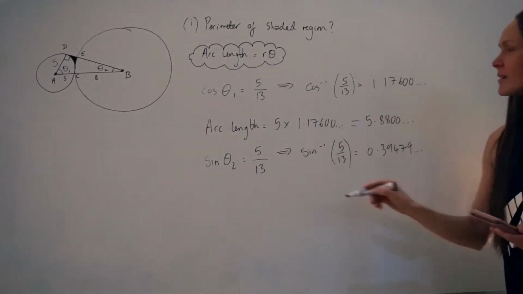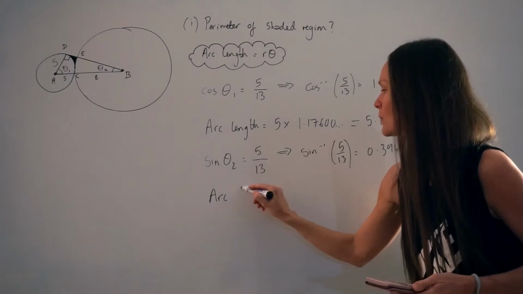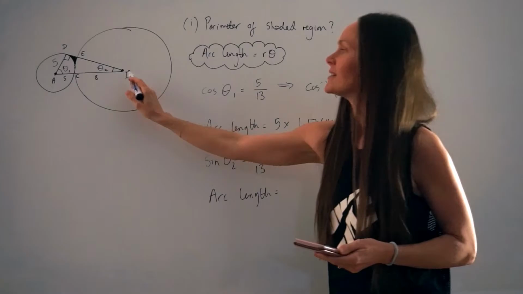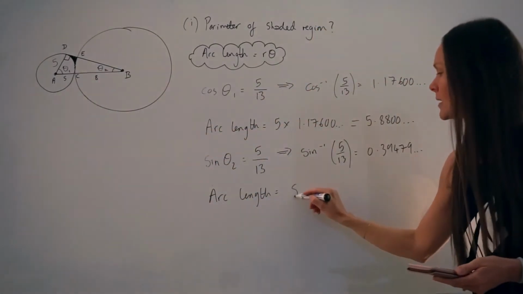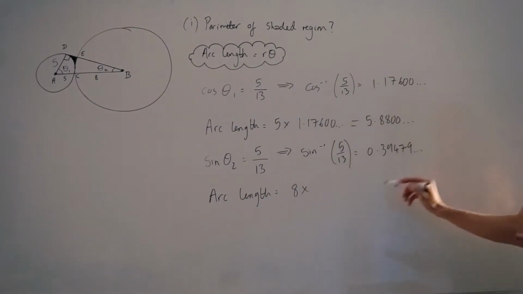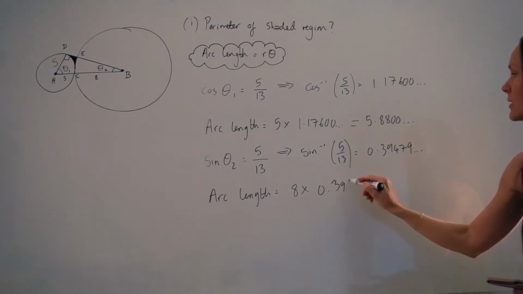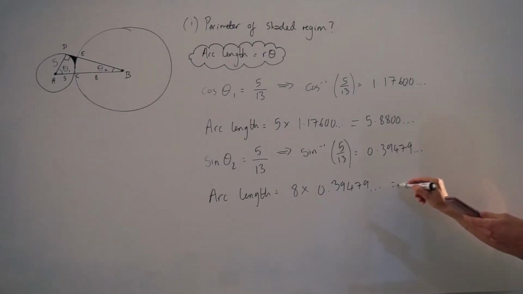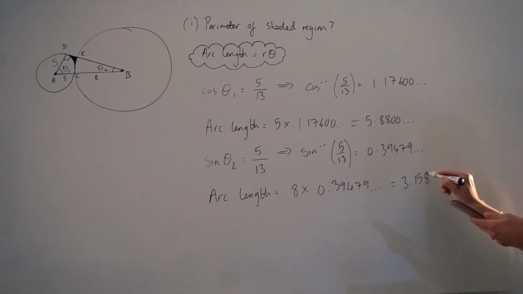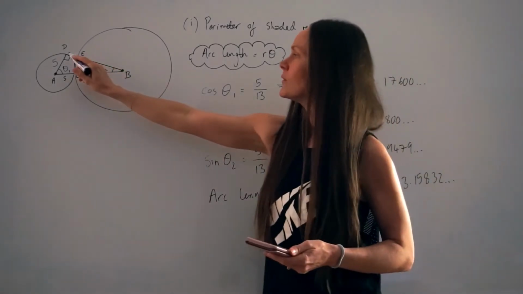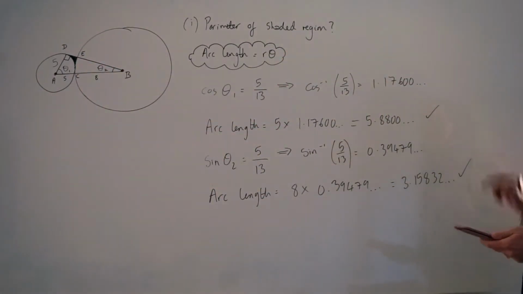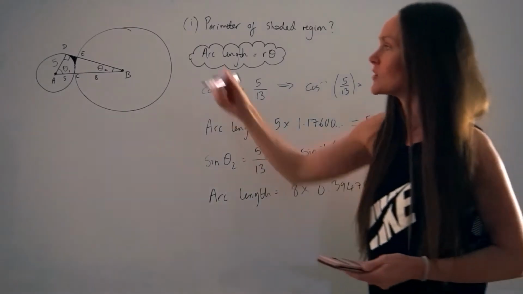The arc length is found using that formula from before. We have to multiply the radius, and this time the radius is 8 centimeters, with the angle that we just worked out, 0.39479, and we get 3.15832 and so on. So we've worked out the arc length of this sector here, the arc length of the other sector.